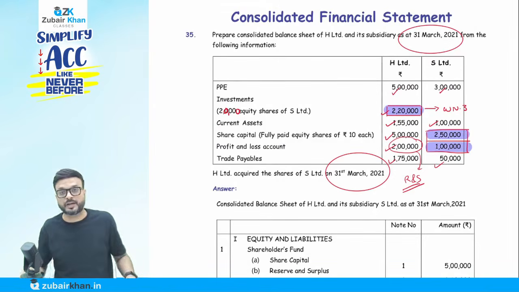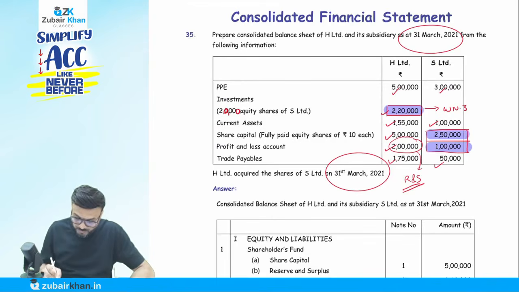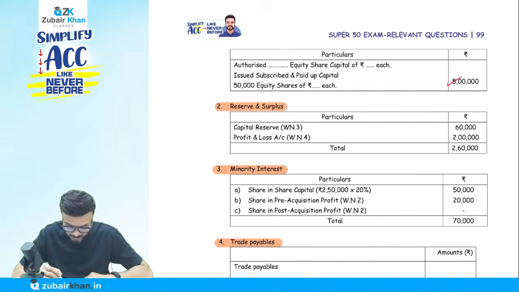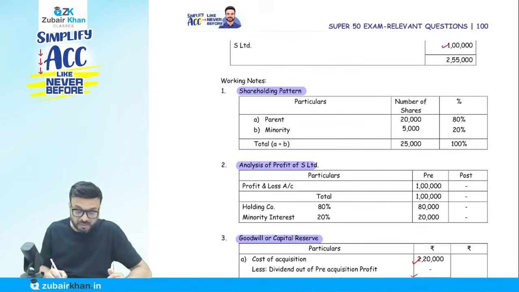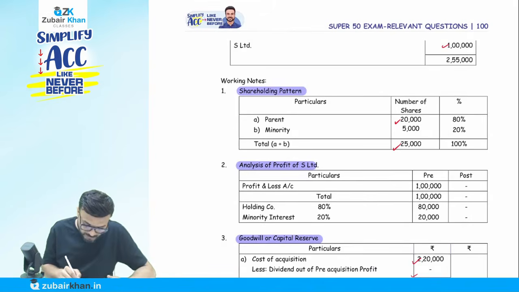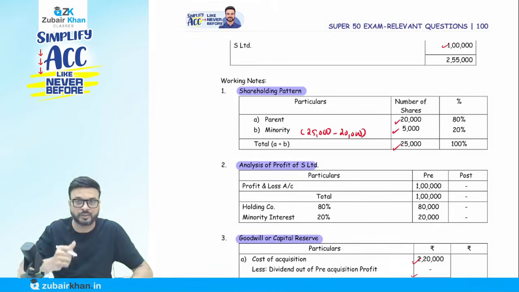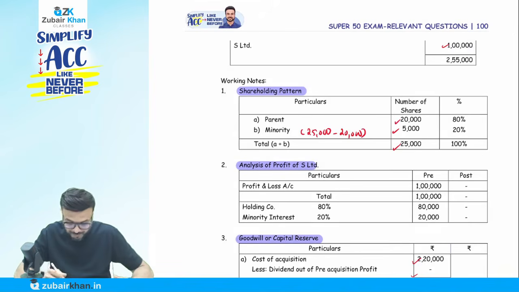Do the correction in the notes: 20,000 shares. So how many shares does the subsidiary company have? 2,50,000 is the total amount, divided by 10, that comes to 25,000 shares. Out of 25,000 shares, we hold 20,000. The shareholding pattern is always in working note number 1. So we hold 20,000 shares out of a total of 25,000, which means the remaining is held by the outside minority. If you calculate percentage-wise, 20 divided by 25 multiplied by 100 is 80%.